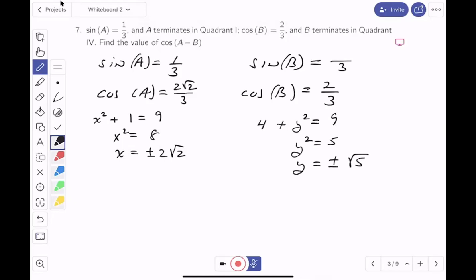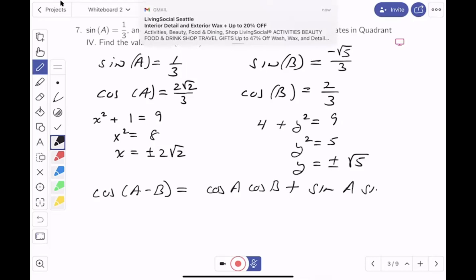Here's the deal, though. Where's b? B's in the fourth quadrant. So what's y in the fourth quadrant? Definitely negative. Let's write down what they want to know. They want to know the cosine of a minus b. What does this give you? Cosine a, cosine b, plus sine a, sine b.